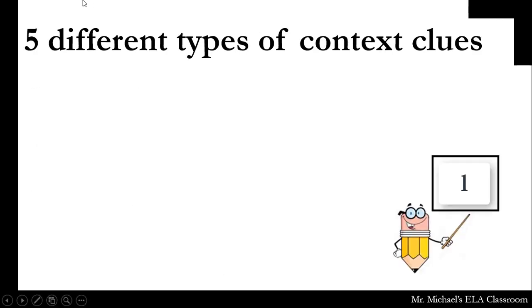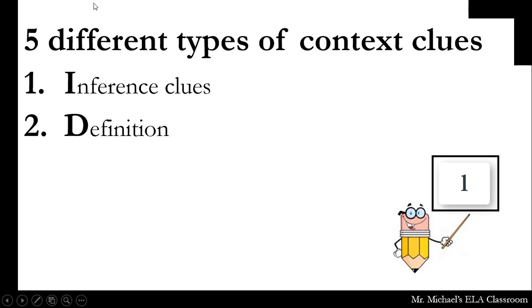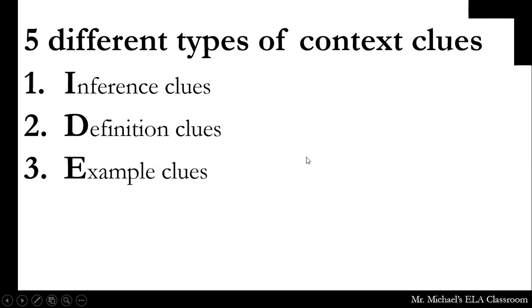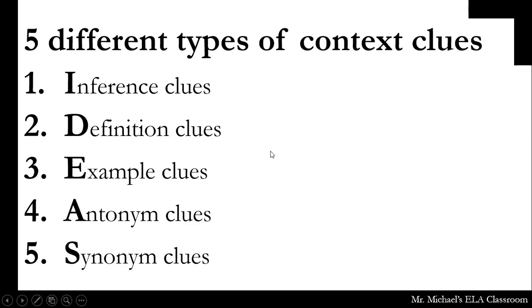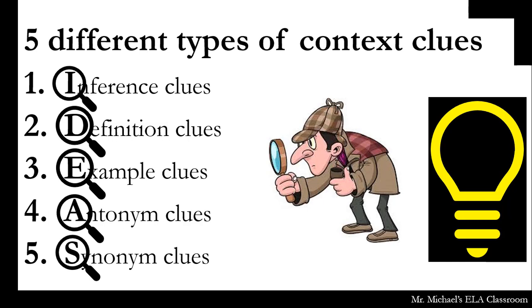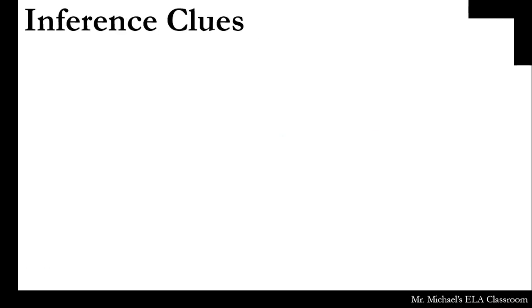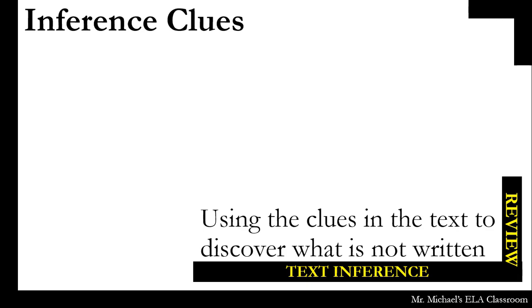So the 5 different types of context clues are inference clues, definition clues, example clues, antonym clues, and synonym clues. These make the acronym IDEAS, just to be able to remember them all. Okay, inference clues. These are by far the most important, especially for the LitPro test. We did inferencing, so text inferencing is using the clues in the text to discover what is not written. In short, it is reading between the lines.